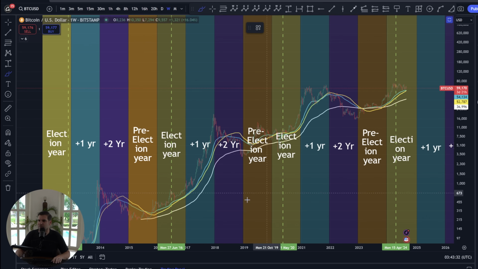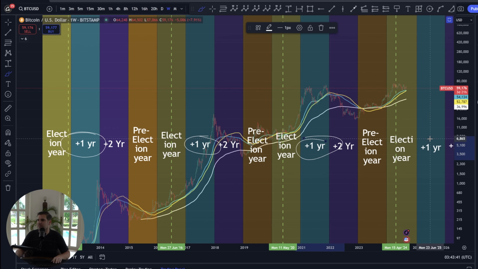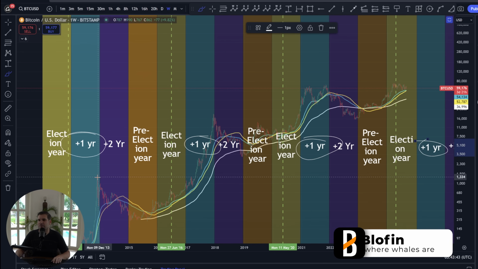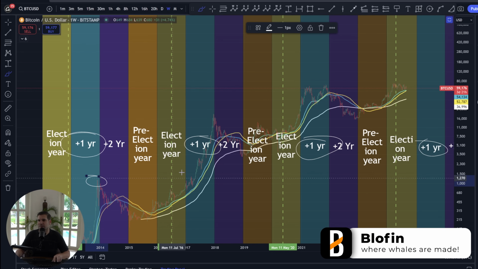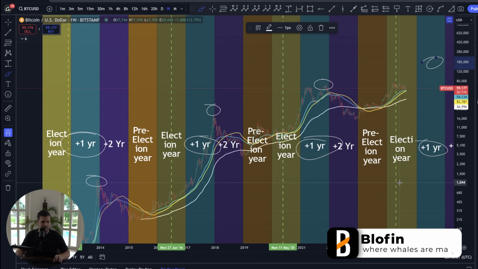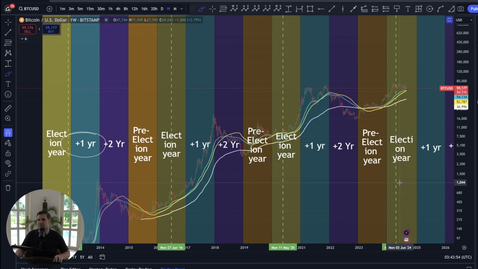I'm not sure if I've mentioned this already, but the year after the election year is the bull market high. This has happened every single time. We have the all-time high in 2013, all-time high in 2017, all-time high in 2021, and we expect an all-time high in 2025, right? So every single plus 1 year on the election year, so 1 year after the election year, we've seen a bull market peak.